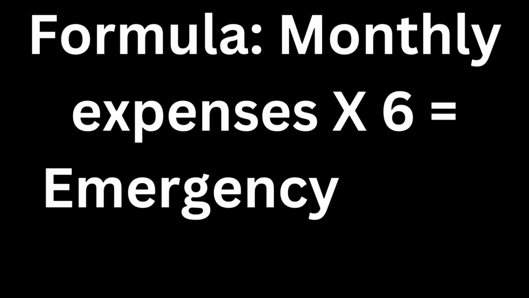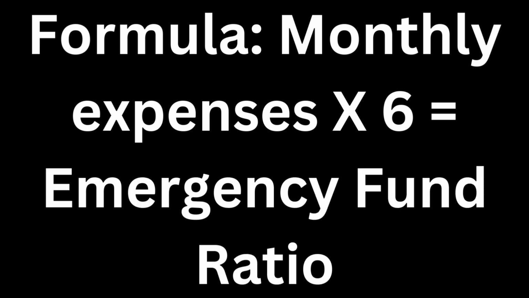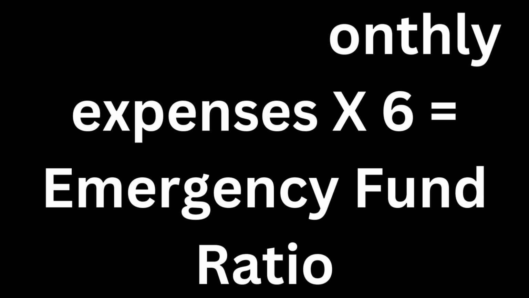The formula for emergency fund ratio is very simple. Just include your monthly expenses like groceries, mortgage payment, and rent and multiply all of this by 6. Which basically means just 6 times the amount of cash you spend every month.